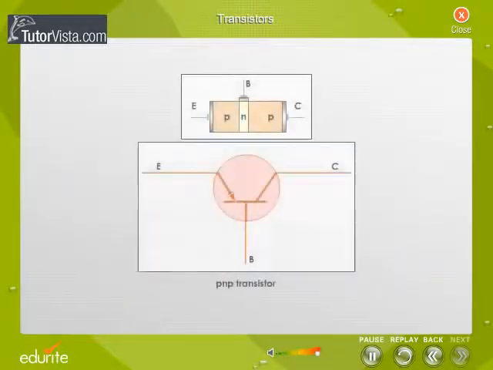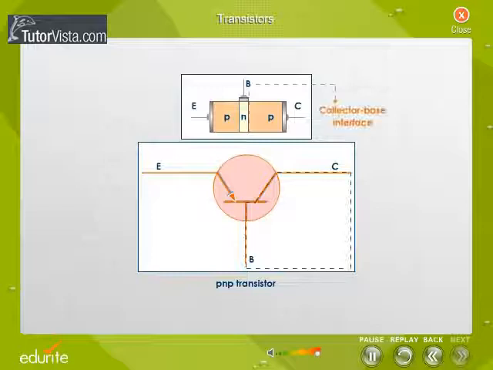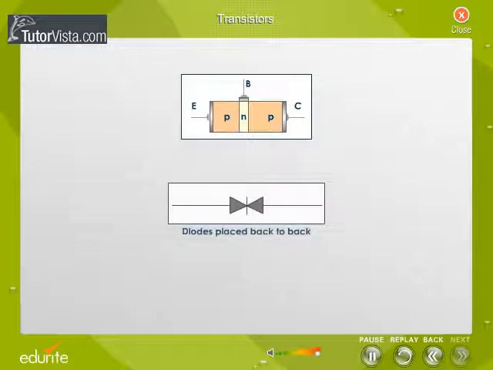The structure of the PNP transistor, together with its circuit symbol, is shown here. The outer regions are called the emitter and collector, and the narrow central region is called the base. The configuration contains two junctions, namely the emitter-base interface and the collector-base interface. We can consider the transistor as two diodes placed back-to-back.